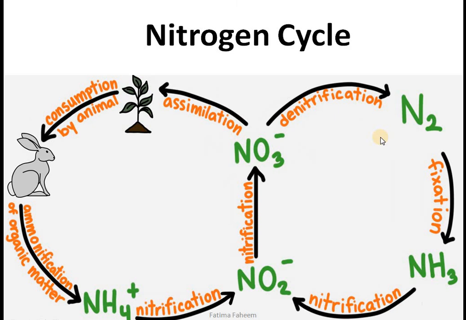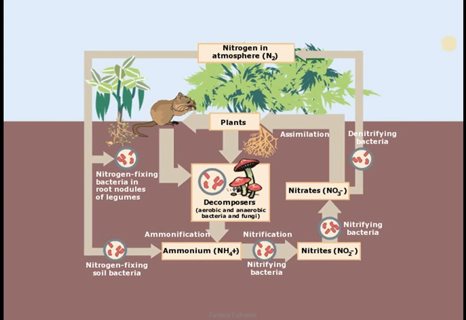The past paper includes one very important question: what is the role of bacteria in the nitrogen cycle? If you see, there are three bacteria involved here: nitrogen fixing bacteria, nitrifying bacteria, denitrifying bacteria. I said three bacteria, which is wrong because we haven't added decomposers. So we have four types of bacteria working in the nitrogen cycle: nitrogen fixing bacteria, nitrifying bacteria, denitrifying bacteria, and decomposers.